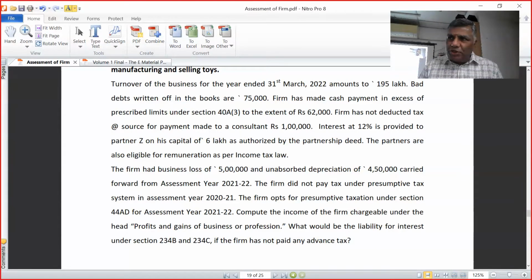Will the disallowance provisions of 40A(3), 40(a)(ia), that is TDS disallowance, apply? It will not apply. When we go for a presumptive computation, disallowance provisions will not apply. Like we studied in the Sunil Vishwanathan case, disallowances here are tax neutral. So you cannot disallow, because income is computed not by maintaining books of accounts; income is computed on a presumptive assumption. So this cash payment of 62,000 and this 1 lakh will not apply.